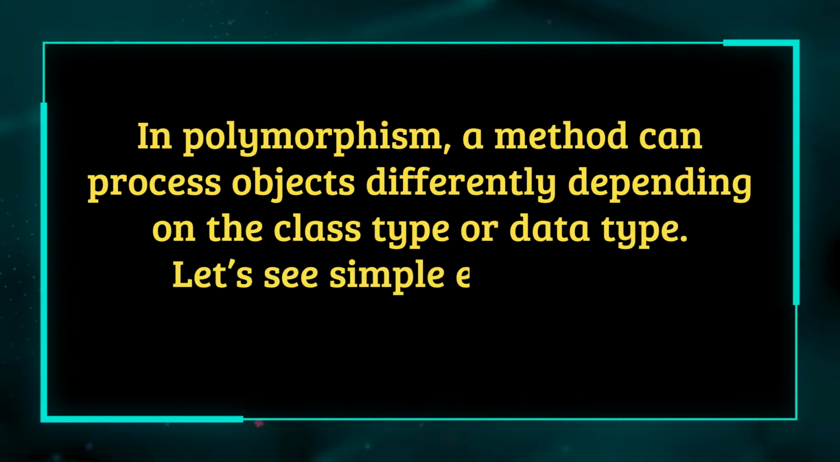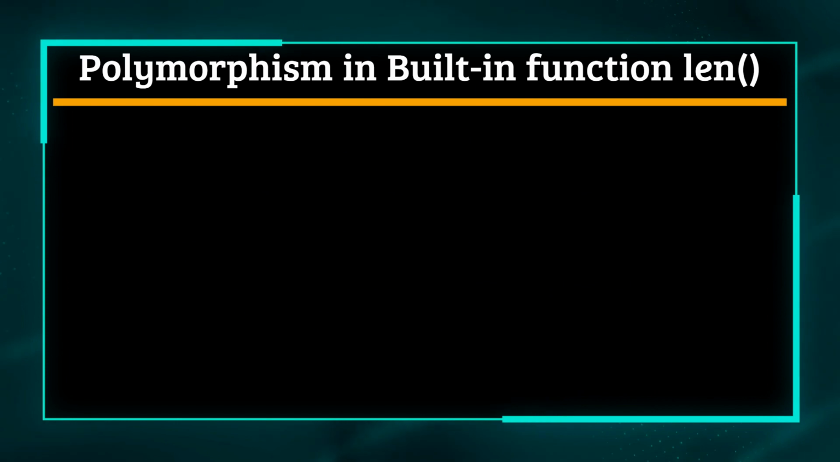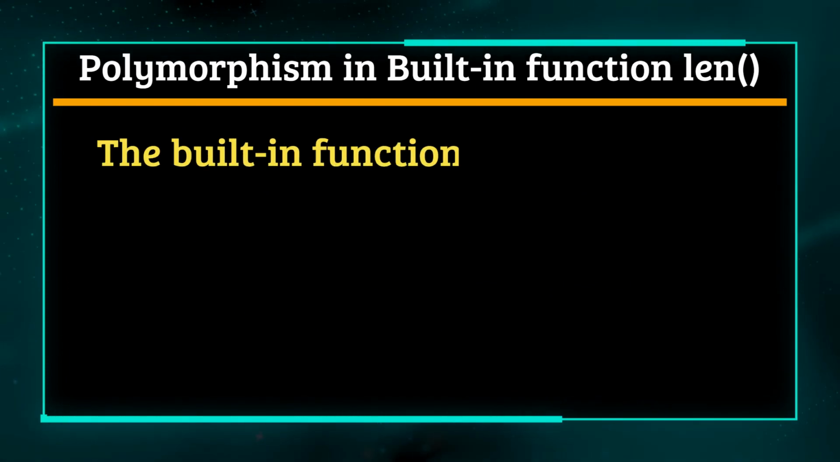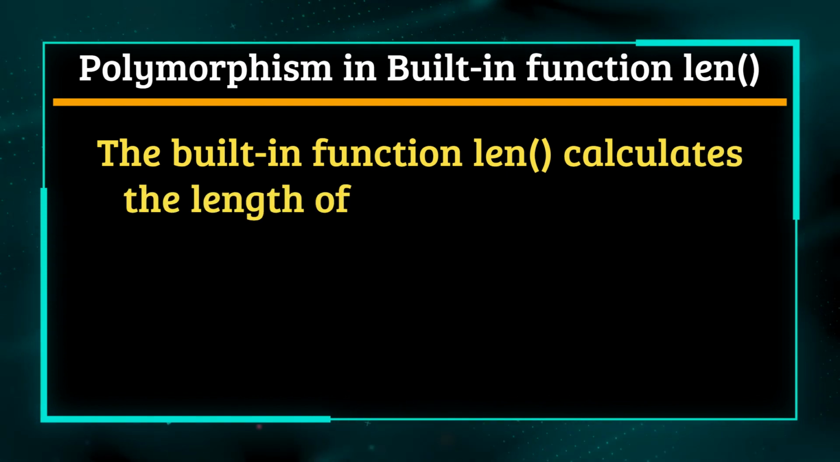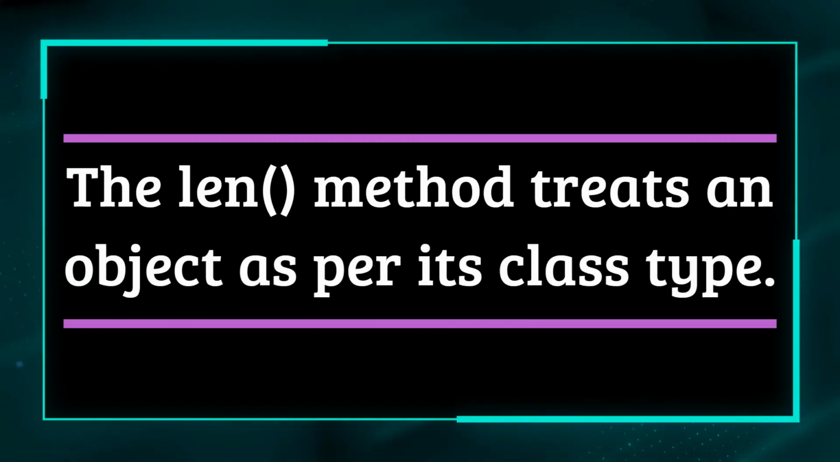Let's see simple examples to understand it better. Polymorphism in the built-in function len. The built-in function len calculates the length of an object depending upon its type. If an object is a string, it returns the count of characters, and if an object is a list, it returns the count of elements or items in the list. The len method treats an object as per its class type.